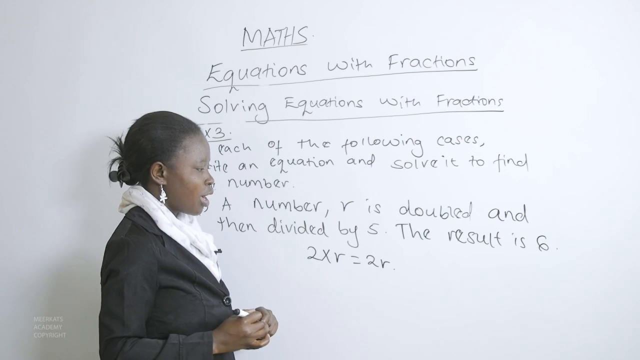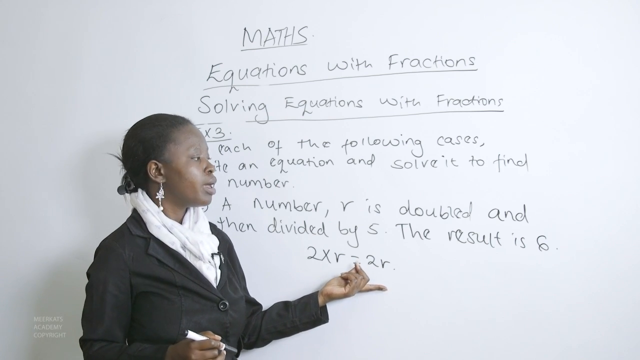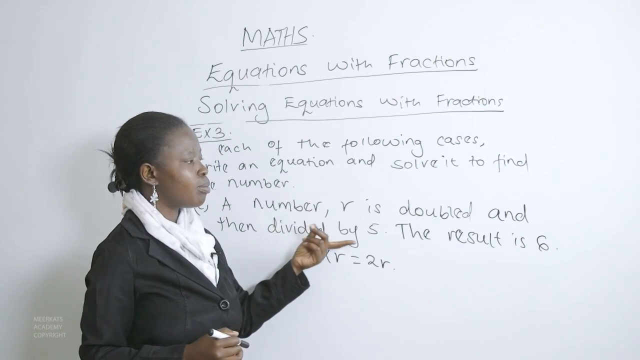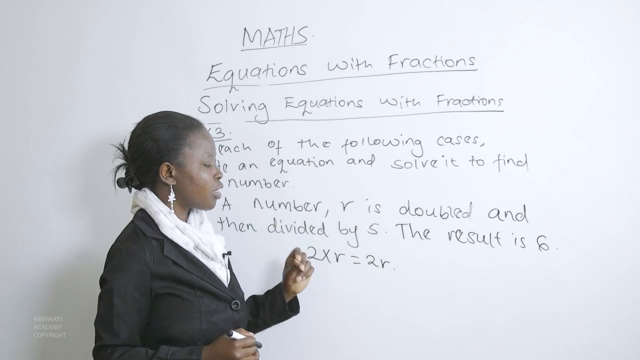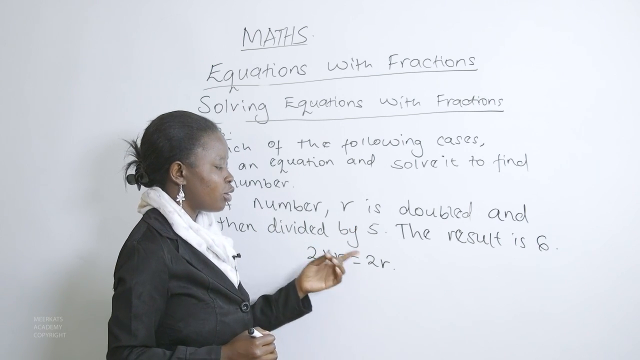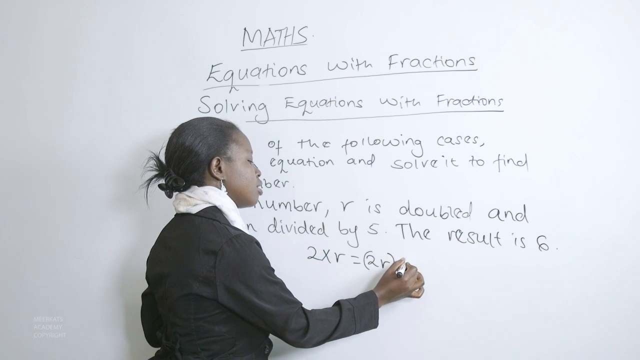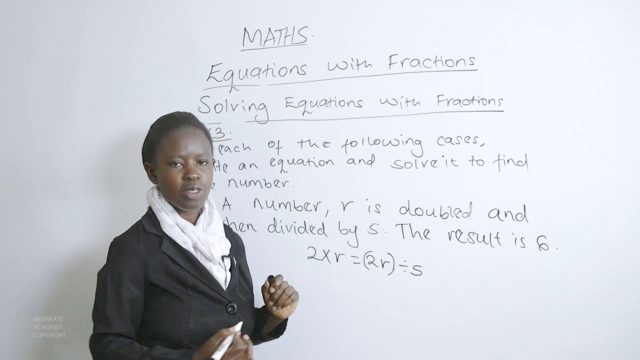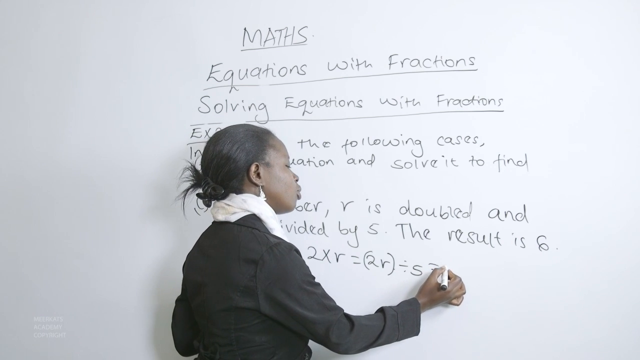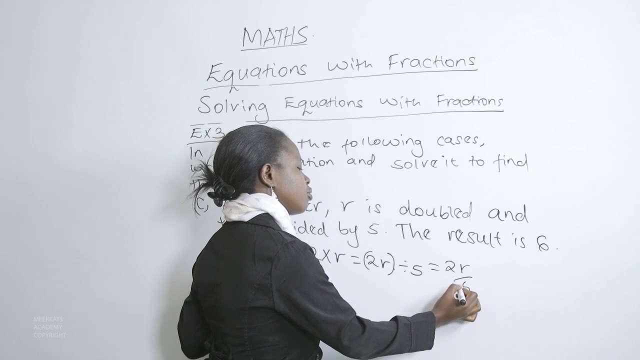Then the next step, after our number has been doubled, the result is divided by 5. So it is then divided by 5. So we are having 2r divided by 5. So I have this 2r divided by 5. So this is the same as 2r over 5.